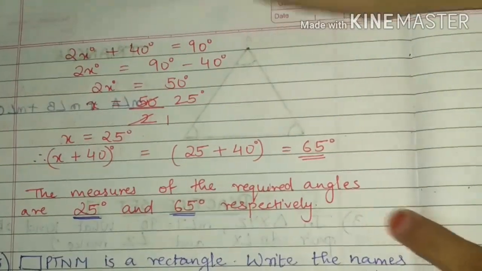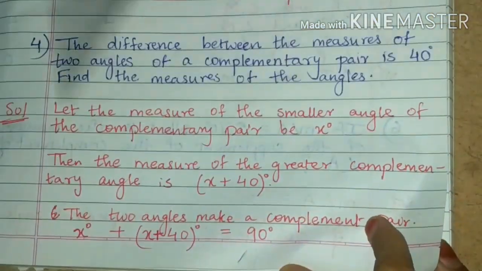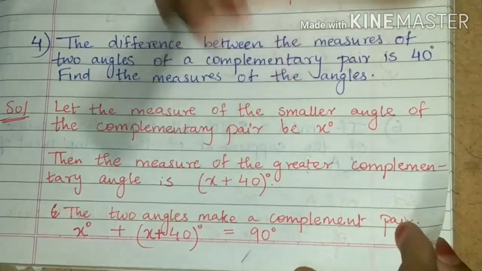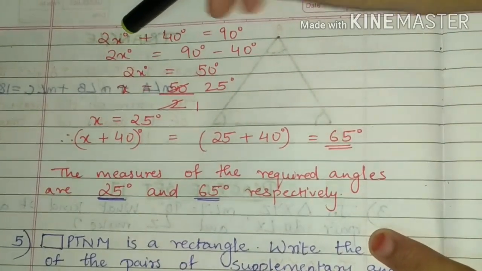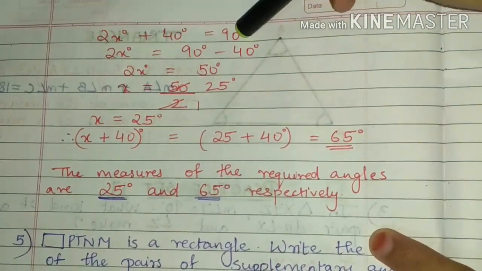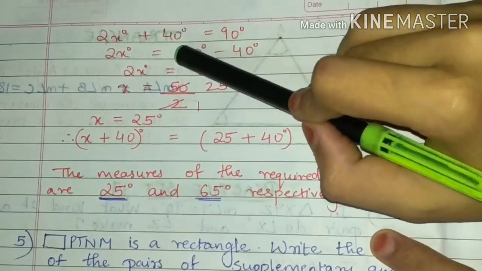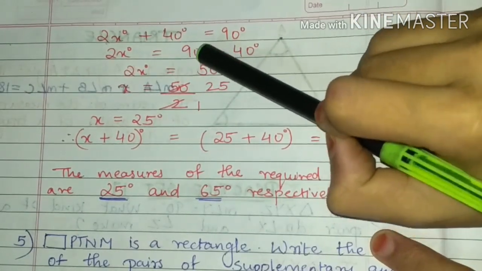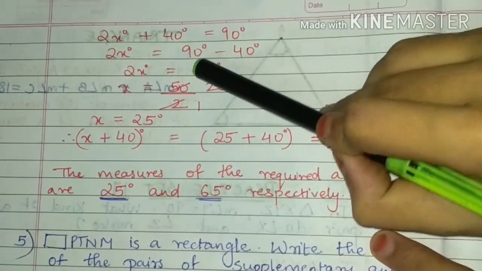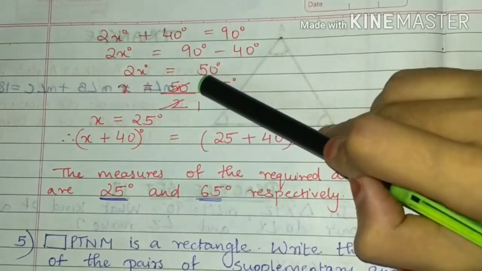Then what we get, x plus x, how much? 2x degree plus 40 degree. So 2x degree plus 40 equals to 90 degree. Then what we are doing? The number 40 we take on the number side. So plus 40 going on the other side of equal to will become minus 40. So 90 minus 40 degree is 50. So 2x degree equals to 50.